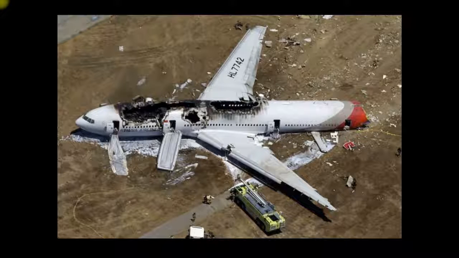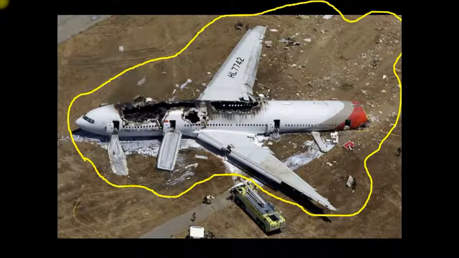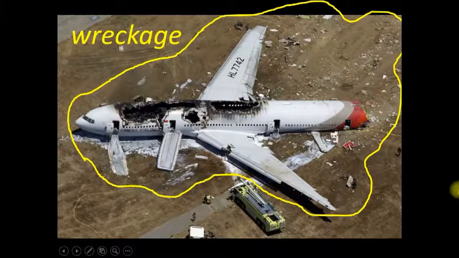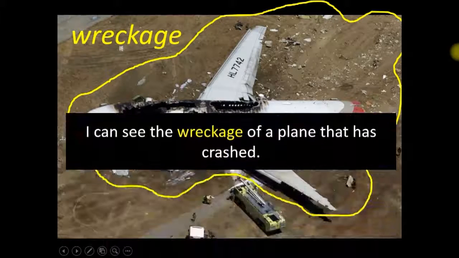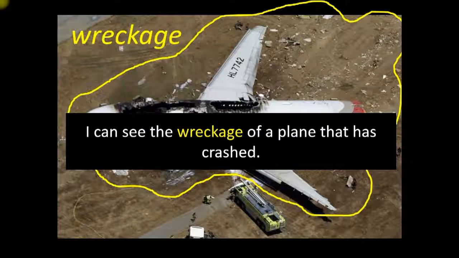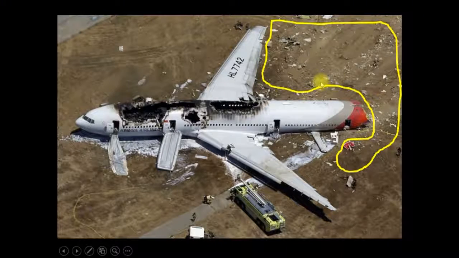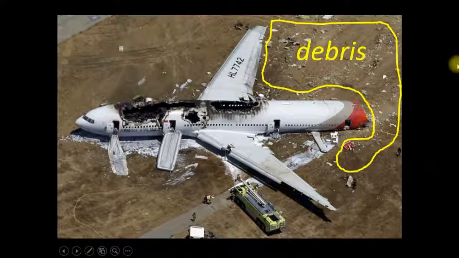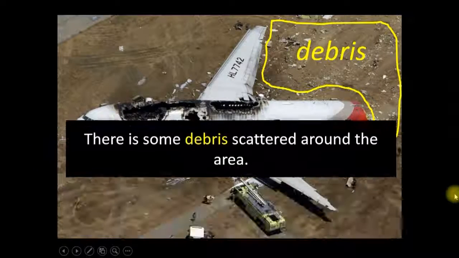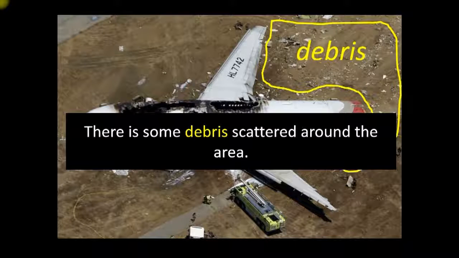So, for example, let's look at this photo. All of this, the leftover parts of the plane and the small broken pieces, I would call all of this wreckage. We can see the wreckage from the crash. Or I can see the wreckage of a plane that has crashed. Now, for these smaller pieces, I would consider these debris. So the debris is more like the smaller pieces, and wreckage is all of it. There is some debris scattered around the area.